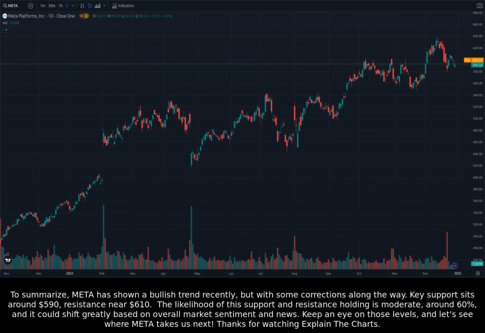To summarize, Meta has shown a bullish trend recently, but with some corrections along the way. Key support sits around $590, resistance near $610. The likelihood of the support and resistance holding is moderate, around 60%, and it could shift greatly based on overall market sentiment and news. Keep an eye on those levels, and let's see where Meta takes us next.